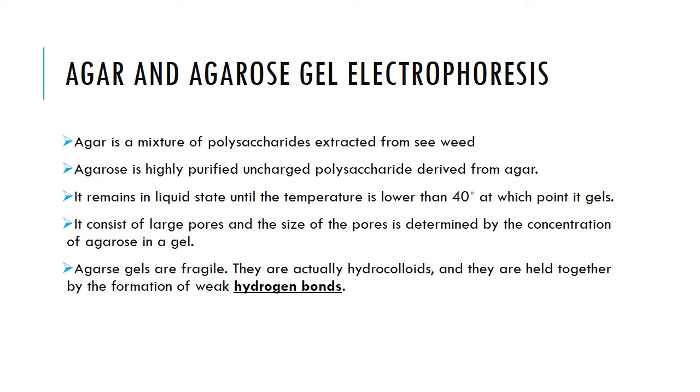Solidifying. It consists of large pores, and the size of the pores is determined by the concentration of the agarose in the gel. So if we put a lot of agarose, that implies that the size of the pores will be a bit smaller. If we put just a few, we have a lot of what? The size of the pores will be big.